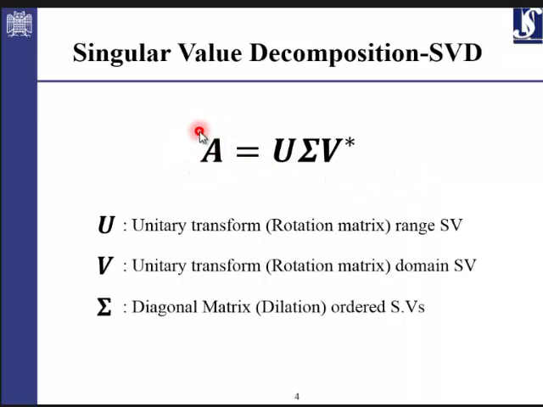So A, the linear transform matrix, is decomposed into 3 different matrices: U, V, and sigma. The first and the last are unitary transforms, so they do rotation, and the one in the middle just does the dilation, so compressing or stretching. That's why this sigma is diagonal, and U and V are unitary transforms, which perform rotation. And the unitary transform has some properties in linear algebra. One of them is that the inverse and the conjugate are the same. So the inverse of these matrices and the conjugate of these matrices are the same. And this factorization is what SVD does.